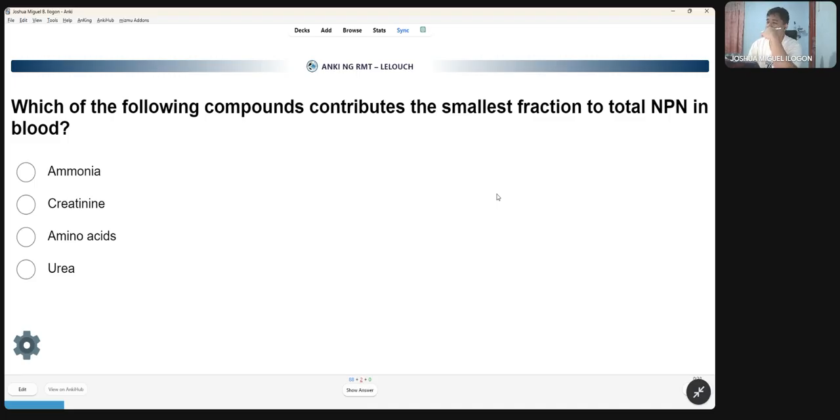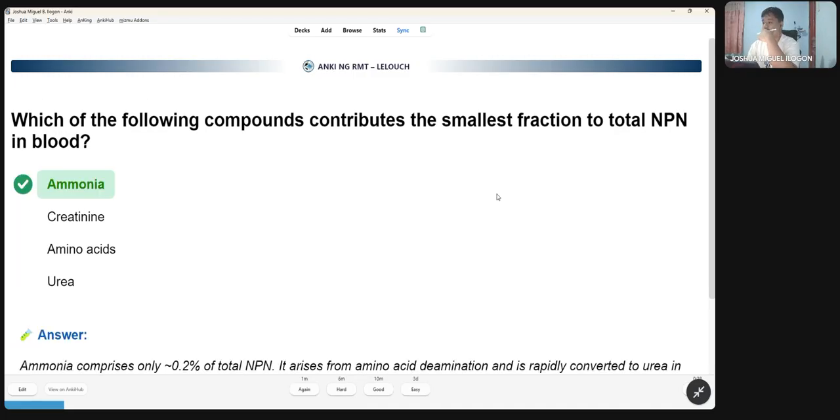Smallest fraction to total NPN in blood, that's your ammonia, 0.2%. Oh, here it is. Amino acids is 20%. Creatine is 1.2%. Uric acid is 20%. Creatinine is 5%. Urea is 45%.